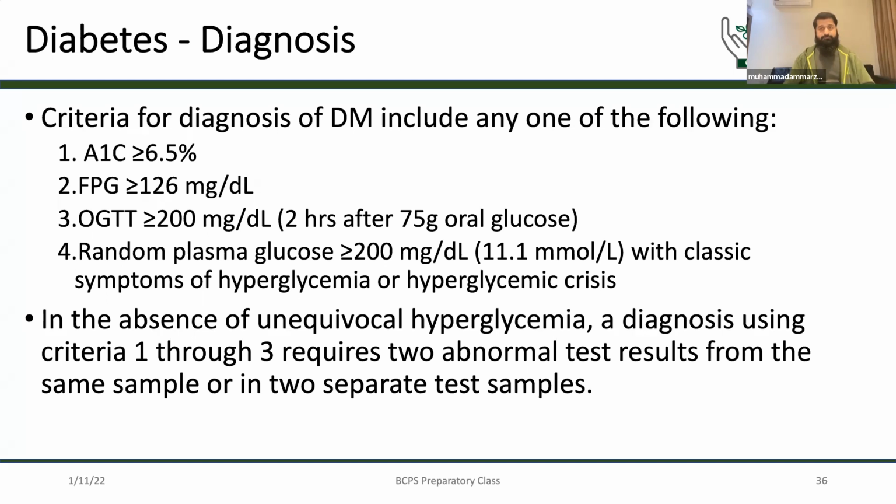So this concept was tested in a question where they presented a patient and told that A1C levels were checked, but there were no readings for fasting plasma glucose or random plasma glucose or oral glucose tolerance test. So you have to consider another value, another abnormal value.